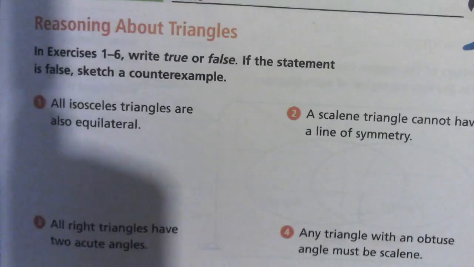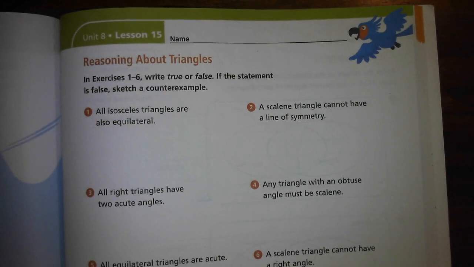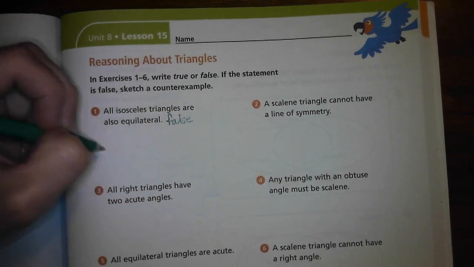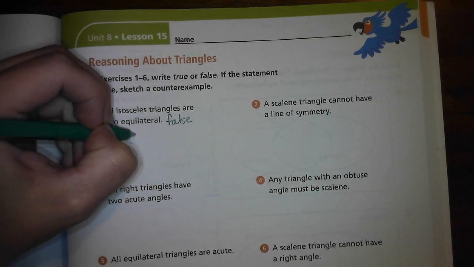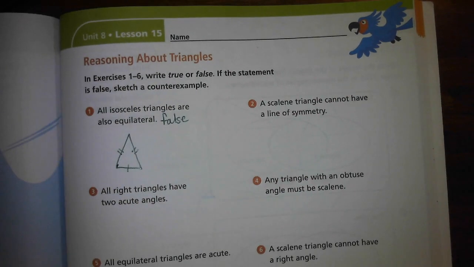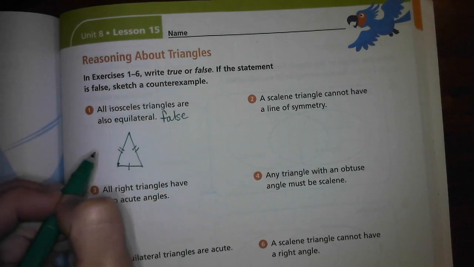I just need to readjust my document camera. We're going to do the same thing that we did with the quadrilaterals, just with triangles. So it says, all isosceles triangles are also equilateral. Well, that's false because an isosceles triangle means that two of the sides are equal. So these two sides are equal, this one is different. So that statement is false.